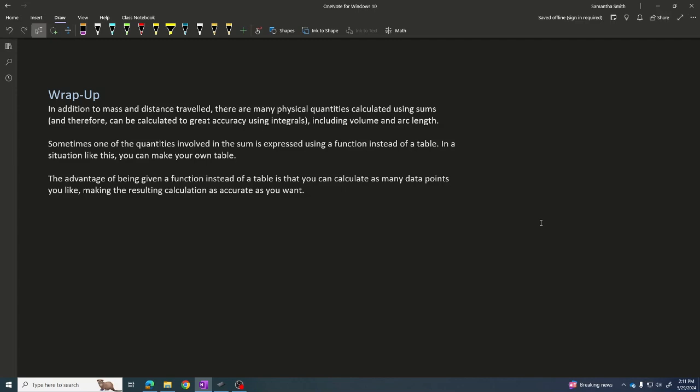We also observed that it's great to be given a table of data for your sum, but it's even better to be given the information using functions. Because if you're given the information using functions, then you can create your own table and you can make your own decisions about how much data you record and how accurate you want your calculations to be.